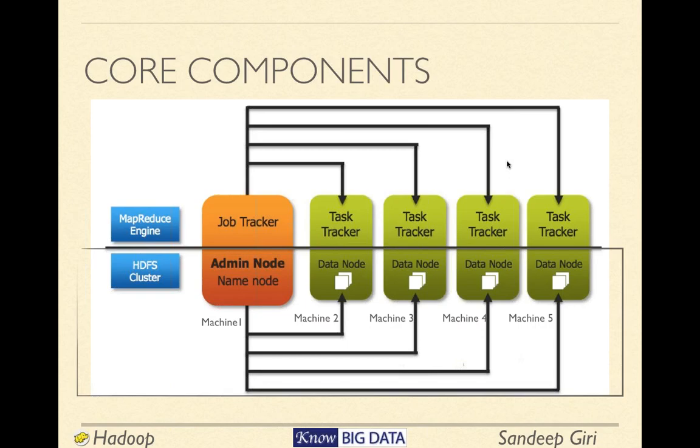HDFS is basically a network file system where we store huge files. It has two kinds of node. One is a single node, which is the name node. It's like a manager of the whole gang. And then data nodes, which are smaller nodes. The admin node does nothing other than keeping track of what is where, while the data nodes actually store the data. Each data node contains the data, while the admin node only tracks what is where. Now, how does it store the data?